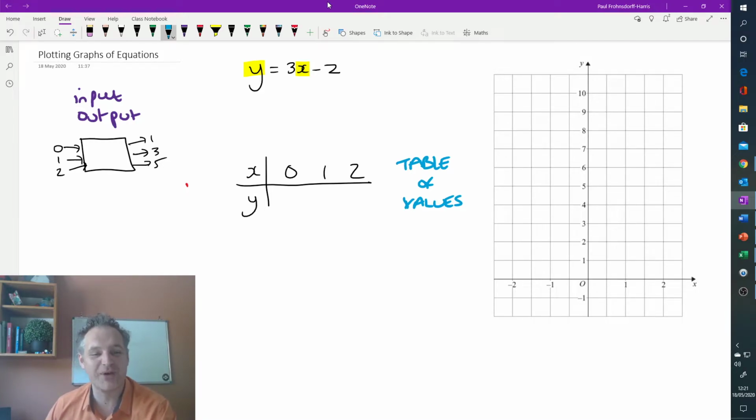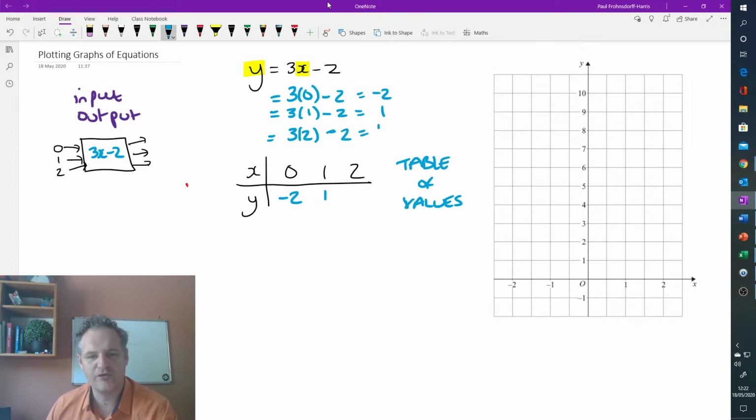So what we're going to do is put in 3 lots of 0, 3 lots of 1, 3 lots of 2. Notice the input's changing. You can do it how you prefer. I'm just going to have to change what my outputs are. 3 times 0 is 0, minus 2 is minus 2. 3 times 1 is 3, minus 2 is 1. 3 times 2 is 6, minus 2 is 4.